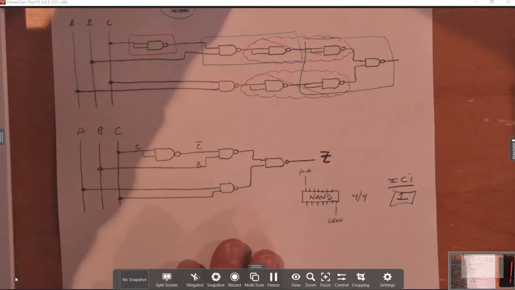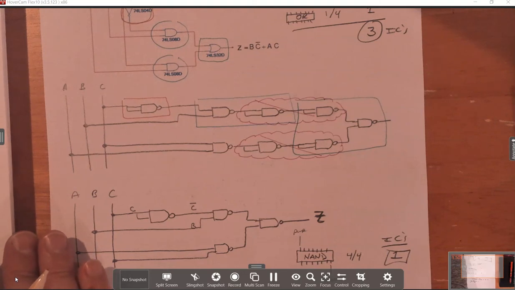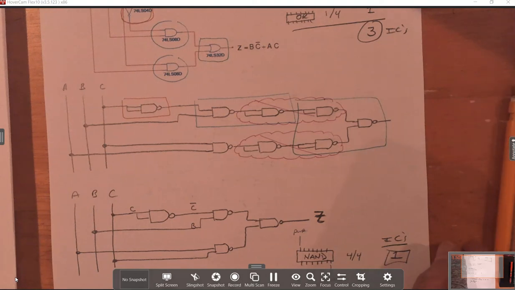Okay? Alright, so that is the end of your notes. I may make a second small video to help get you started with the activity that goes along with this, which is activity 222. It says NAND only logic design in your notebook. Okay?